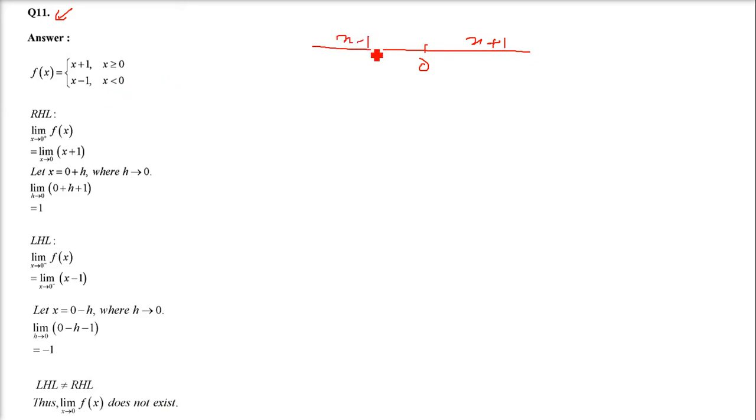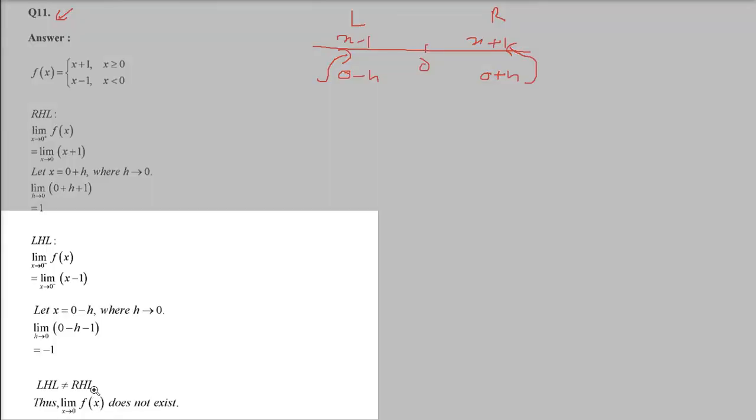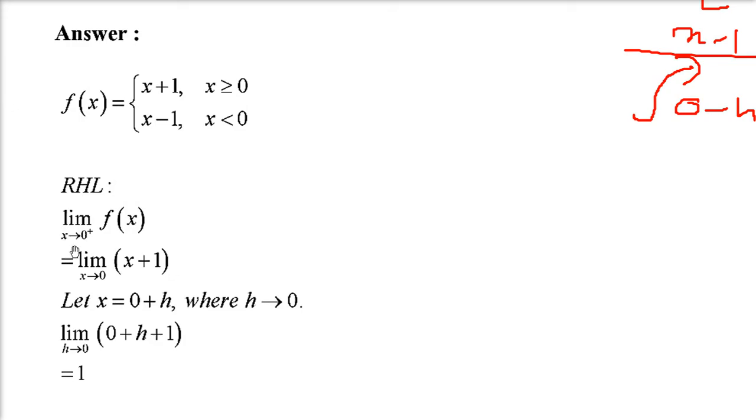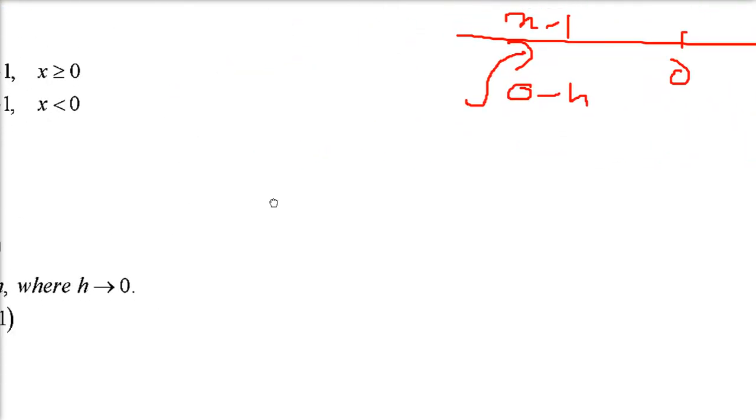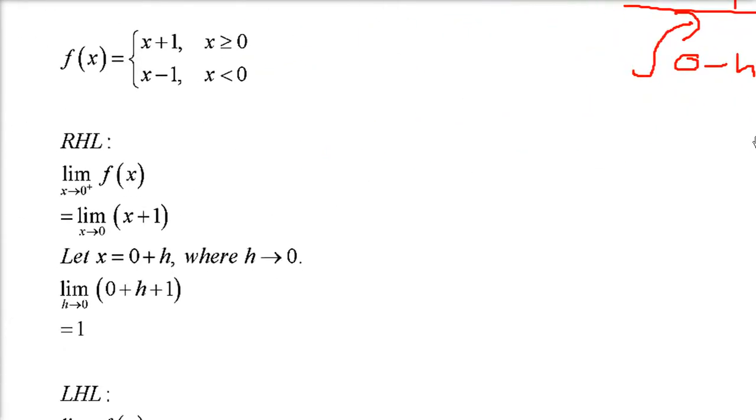So you have x minus 1 and x plus 1. For the left hand limit, you have 0 minus h, and there we put the x minus 1 function. On the right hand side, 0 plus h, you put in the x plus 1 function. Just remember this: 0 minus h in the x minus 1 function, and for the right hand limit, 0 plus, you have to take the x plus 1 function.